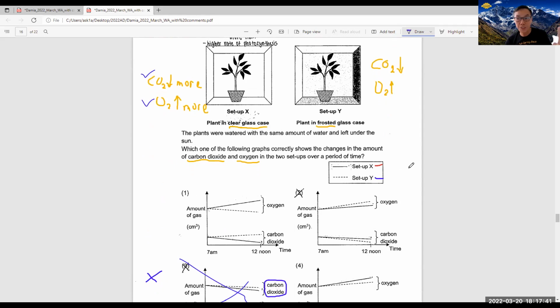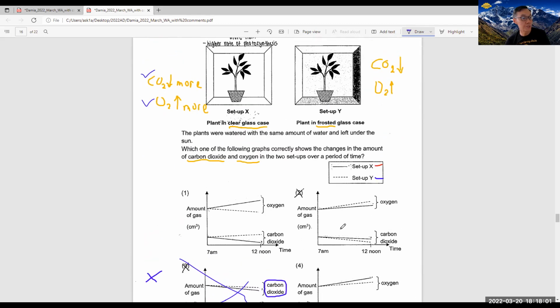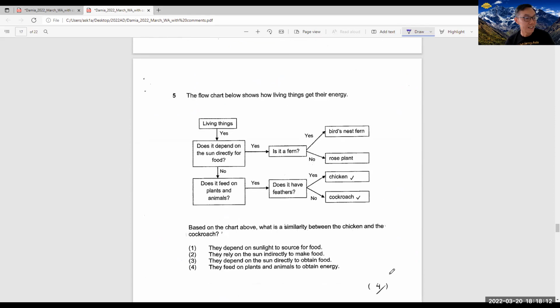So it's good to annotate with color because it's printed in black and white. Setup X, I annotate with red, and setup Y, annotate with a different color. You can see setup X is actually the solid line. The carbon dioxide is being absorbed more. Can you see it's lower? And also the oxygen produced is more. So the solid line is higher than the dotted line for oxygen, and the reverse happened for carbon dioxide. Clear? Good. Okay, let's proceed.